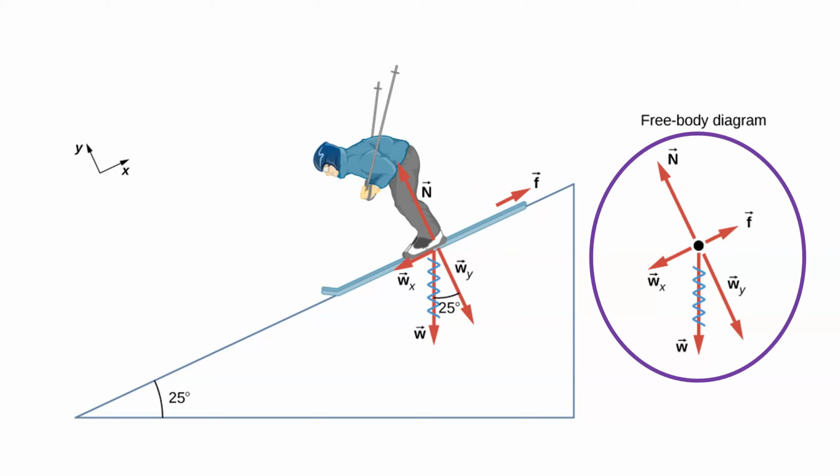For these inclined plane problems, then, after you create your initial free body diagram, you need to break the weight vector down into its perpendicular and parallel components.